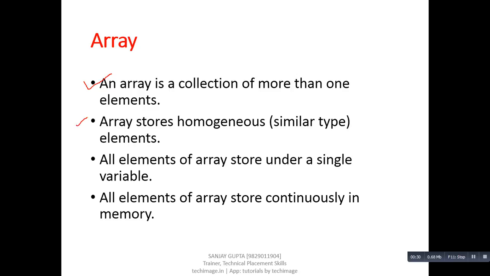Second, an array stores similar type of elements. It means if we declare an integer type of array, it will store only integer elements. If we declare a float type of array, it will only store float elements. Third point is all elements of an array are stored under a single variable. It means we can store all the elements inside a single variable in case of an array. Fourth point is all elements of an array are stored continuously in memory.